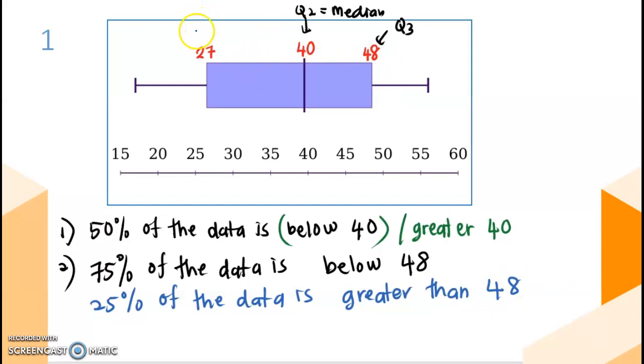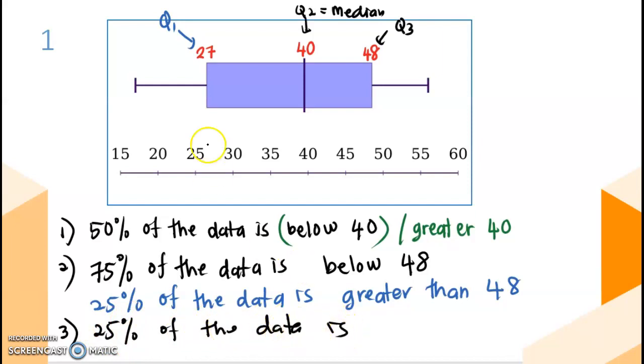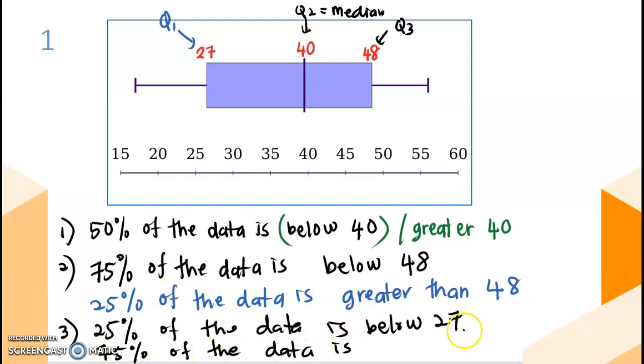Okay, we also can use the Q1. Q1 is 1/4 of the data, which means 25%. So number 3, 25% of the data is below 27. Or otherwise, we have 75% of the data is above or greater than 27.